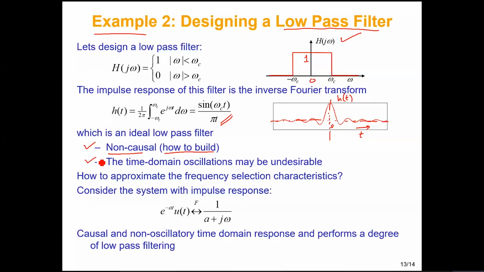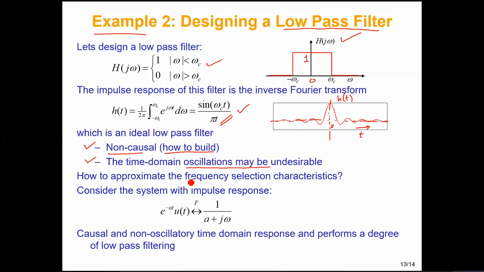The other thing, again covered in DSP, is that in the time domain we can see these oscillations. These time domain oscillations, while designing any system or filter, are typically undesirable. So how do we overcome these problems? That is something you're going to cover in DSP, but it's just showing you what the frequency response of an ideal low pass filter looks like, and what its impulse response looks like, and the problems that are faced if you want to build it.